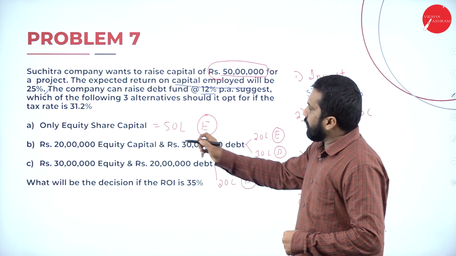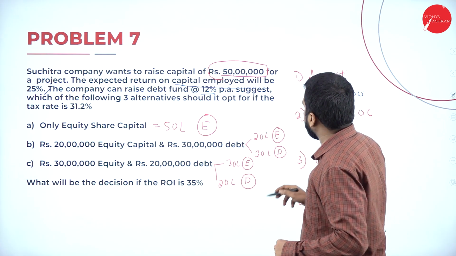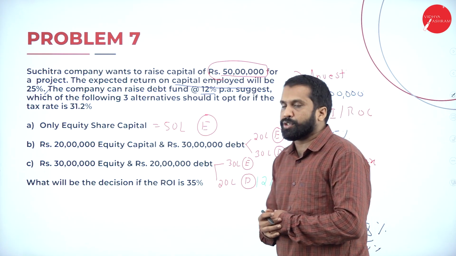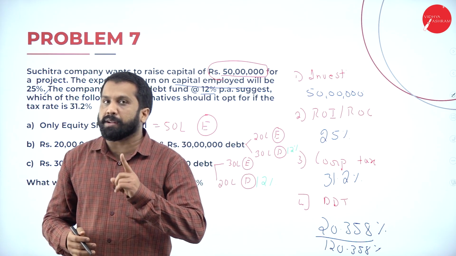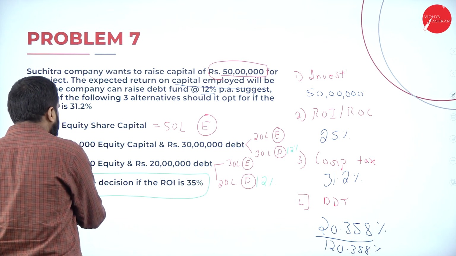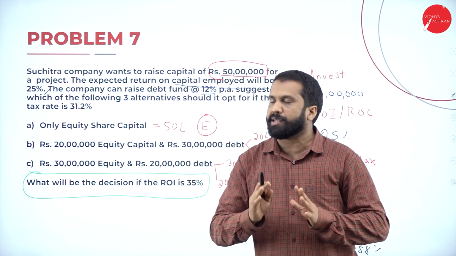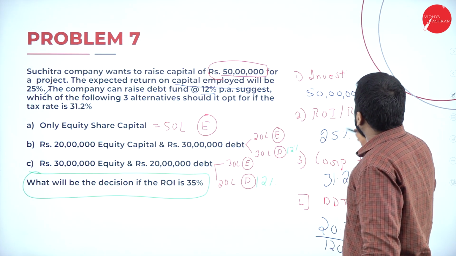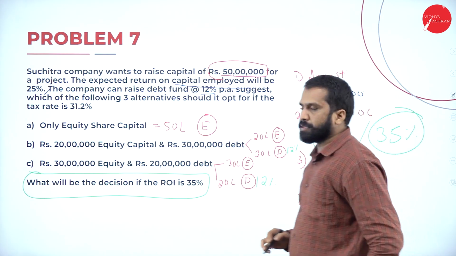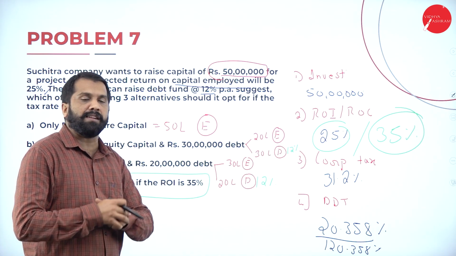Now, on equity you are not paying anything, but to debenture holders you are supposed to pay interest. What is the interest percentage? Wherever you have debenture, it is 12%. Up to this is problem number 1, part A. Later, what will be the decision if the ROI is 35%? It is exactly the same problem, you have to do it twice: the first problem is on 25% and the second problem is on 35%. Hope you are clear.